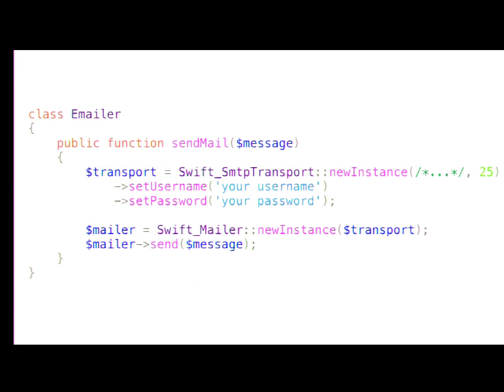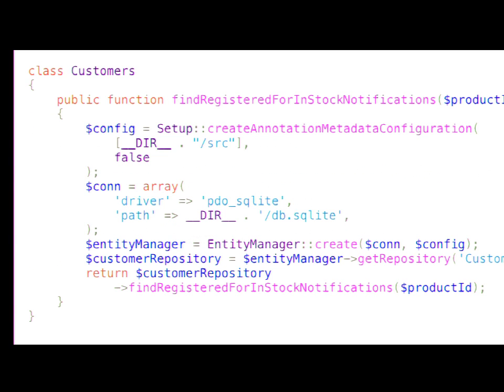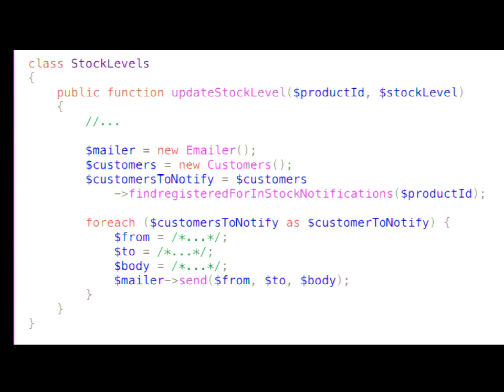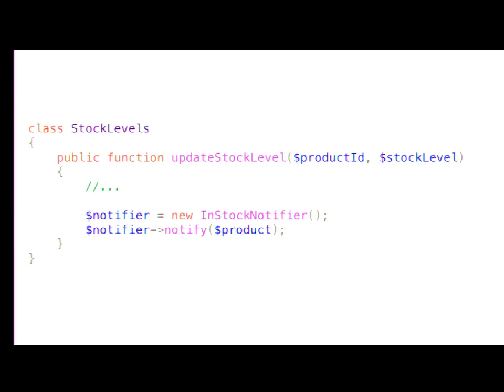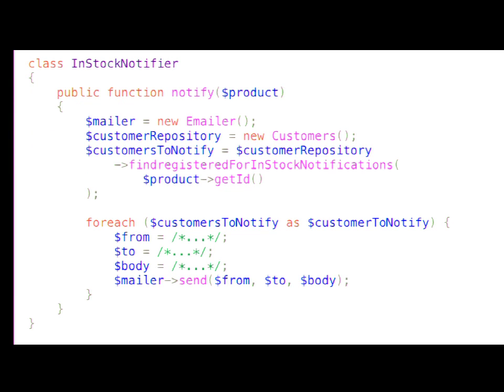So we'd end up with an emailer class, maybe like this, that hides that SwiftMailer instantiation, and a customers object which hides the Doctrine stuff and delegates to the Doctrine repository. So say our stock level class looks like this, and it's a bit easier to read. We might find that this abstraction level might be even more detailed than we really need to know. All we really need to know, if we're looking at the code updates for stock levels, is that at that point we want to notify people that the stock levels have been updated. So we can simplify it right down to saying we have a notifier object that we're creating, and we're going to notify people about the product. And then in that, we shift the code that does the actual looping through the customers and sending the emails.